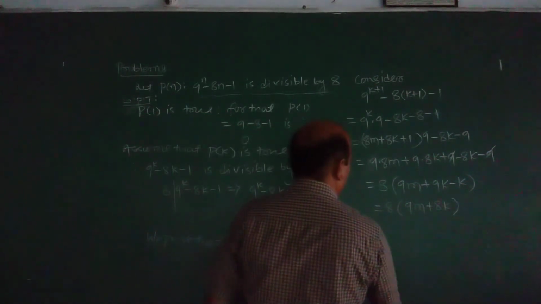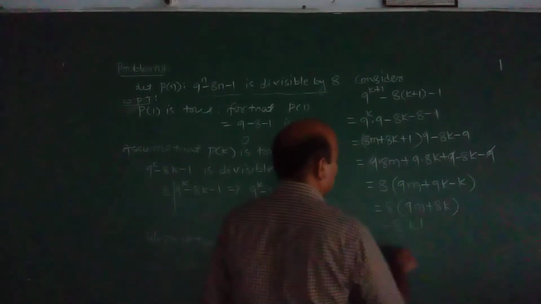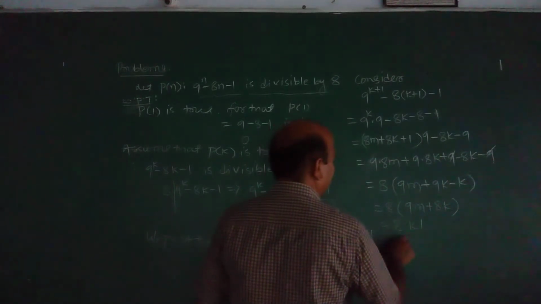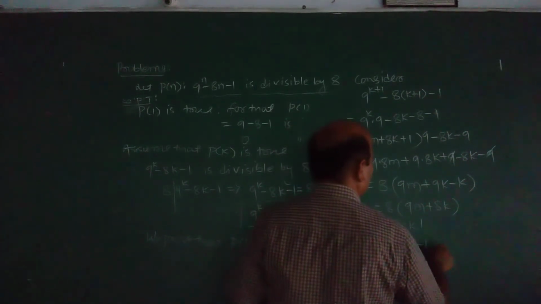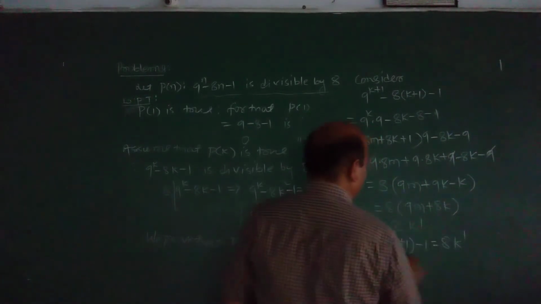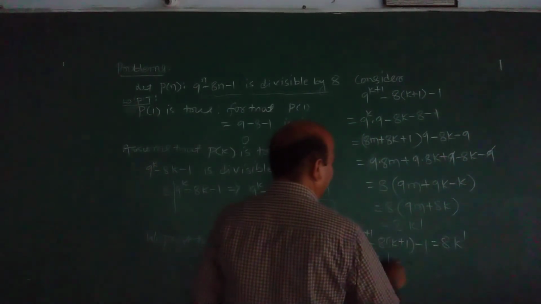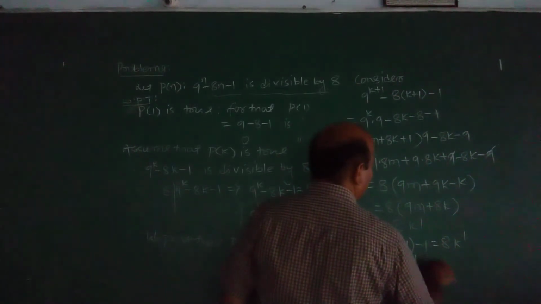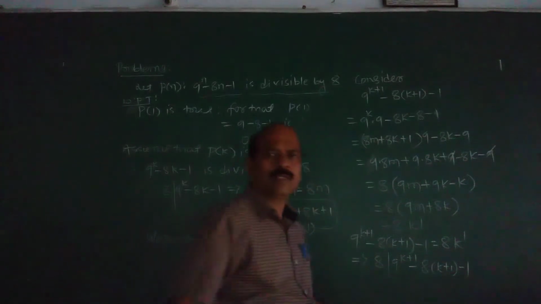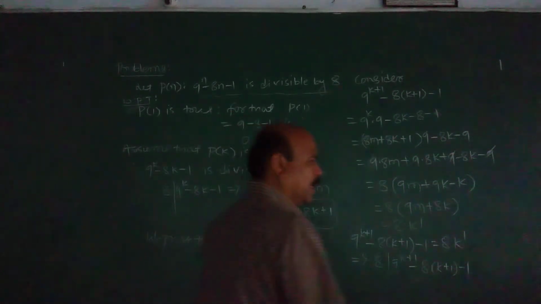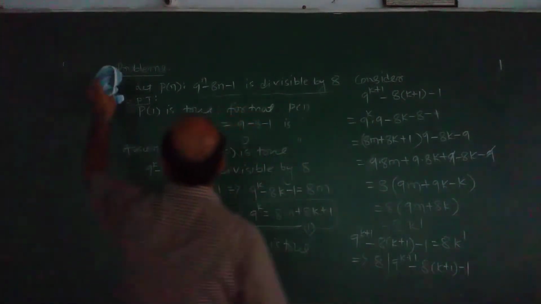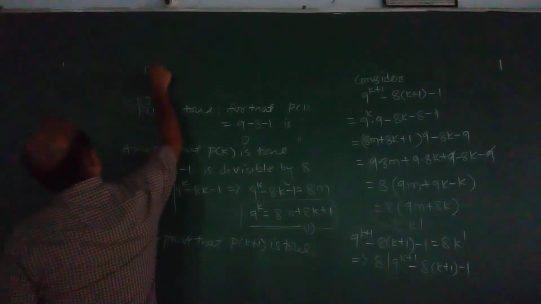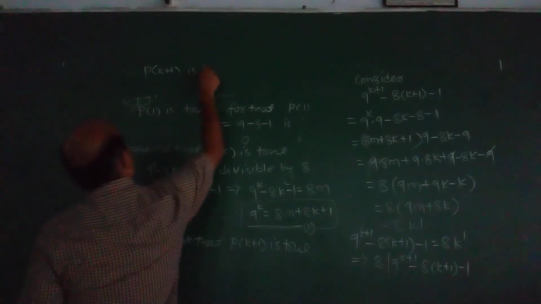This implies, or I write, 8 into k dash. Therefore, 9 raised to k plus 1 minus 8 into k plus 1 minus 1 is equal to 8 into k dash. This implies 8 divides 9 raised to k plus 1 minus 8 into k plus 1 minus 1. Now, what does this indicate? This indicates P of k plus 1 is true. Therefore, P of k plus 1 is true.